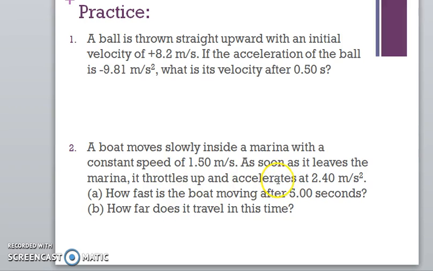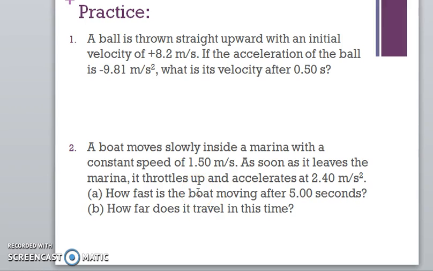That gives us acceleration, 2.40 meters per second squared. And it gives us the time, 5 seconds. So we have initial velocity, acceleration, and time. And then it's asking how fast the boat is moving after the 5 seconds. So it's asking for the final velocity.